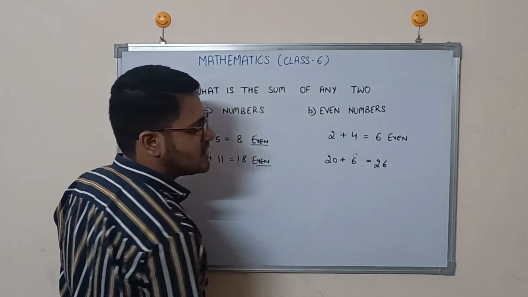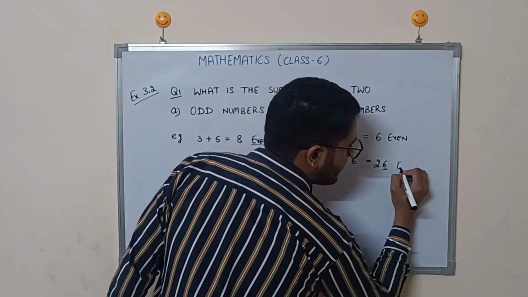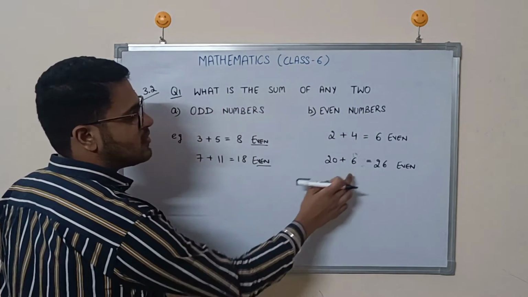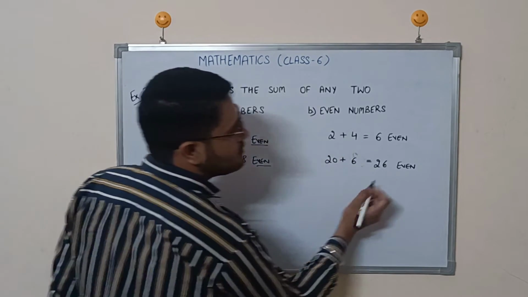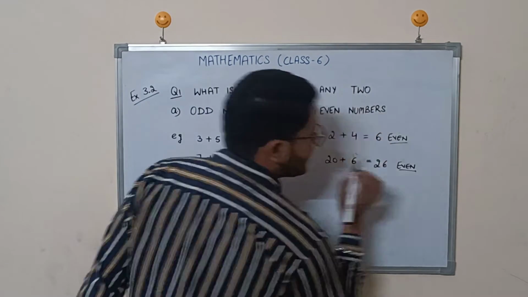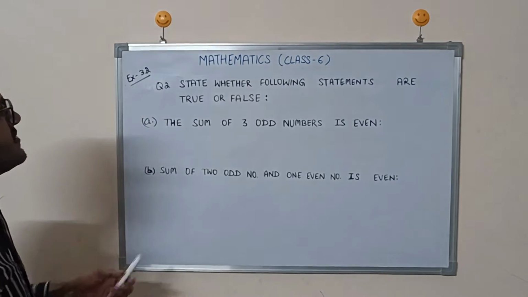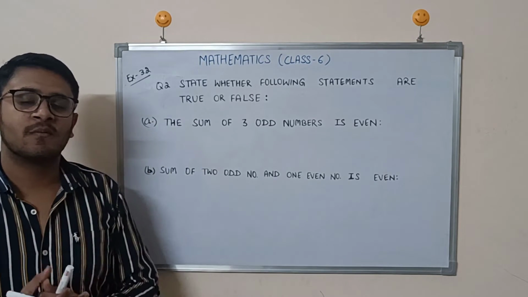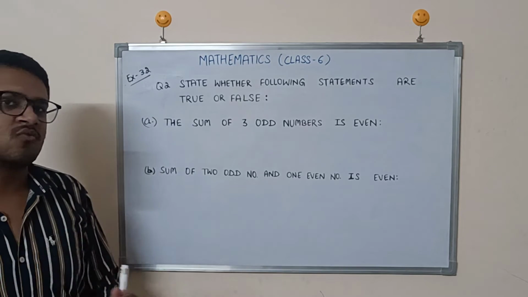26, and so the unit place is 6, which means it is also an even number. So from these examples we can say that the sum of any two even numbers is also always even. Okay. So the second question is, state whether the following statements are true or false. We will be given some statements and we need to identify whether they are true or false.